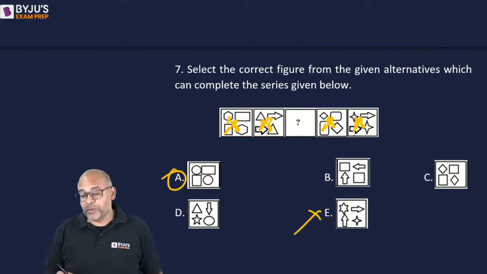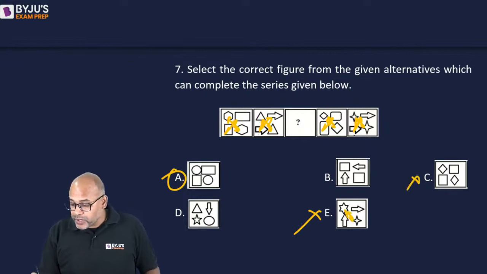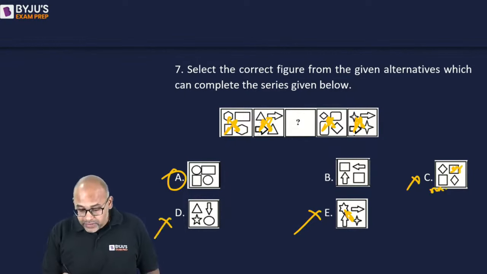Now this is ruled out because the figures are not the same. These two figures are not the same. This is ruled out because this is a square and this is a rectangle, so it is incorrect. This is ruled out. Why? Because these two are not correct, these two are not correct. They are supposed to be the same.